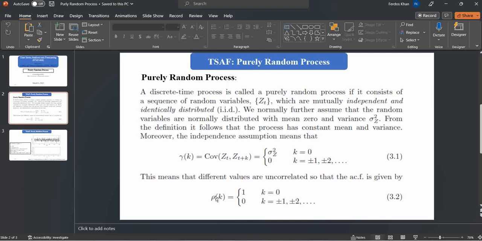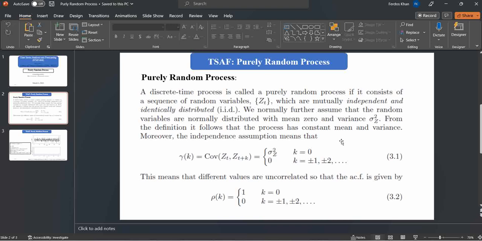So the correlation coefficient at no lags is equal to 1, and the correlation coefficient at all other lags, k equal to plus minus 1, plus minus 2, is equal to 0, because the covariance is 0 in the numerator. So whatever is in the denominator, this will be 0. You can deduce this result from the correlation coefficient formula. So this is all about the purely random process, the theoretical concept of what is meant by it.